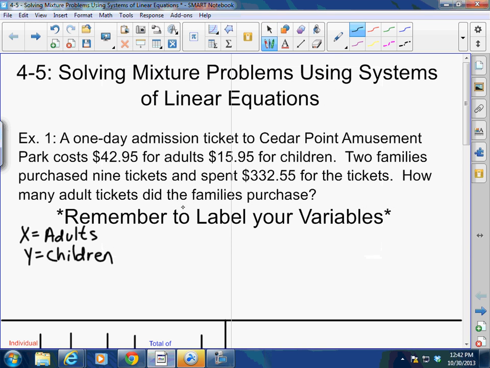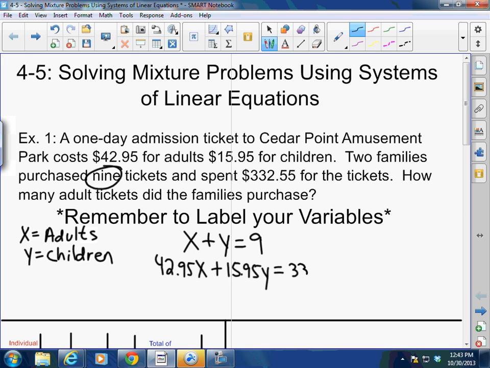Okay, 2 families purchased 9 tickets. So doesn't that mean that the number of adults plus the number of children had to be 9? That makes sense, right? It's a direct translation, correct? And then, don't we know that $42.95 for every adult plus $15.95 for every child has to equal $332.55? Does that make sense, guys? Okay. We can pretty much all figure that out. That's nice and easy. That's a direct translation.